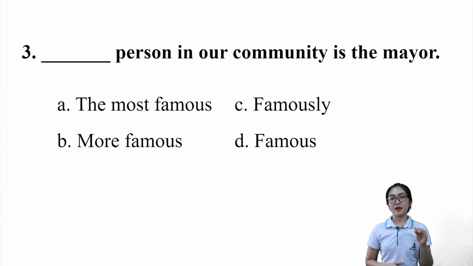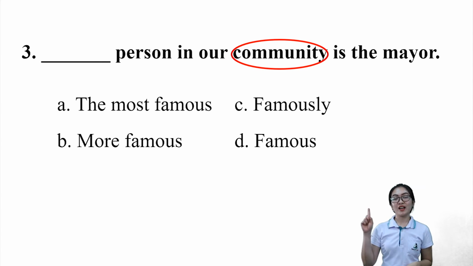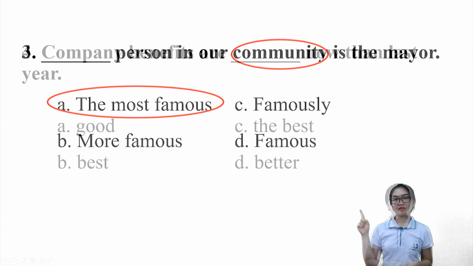Number 3. Blank person in our community is the mayor. A, the most famous, B, more famous, C, famously, or D, famous. Understanding the sentence, we compare one person here to other people in the community, which is a group of people. Hence, we should use a superlative adjective. So the answer is letter A, the most famous.